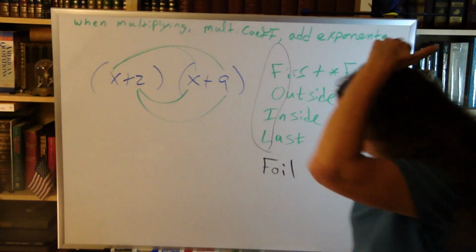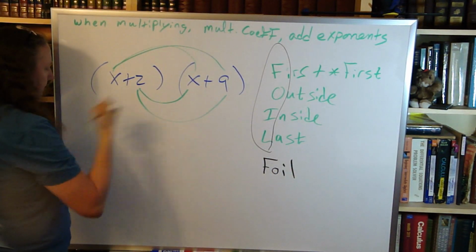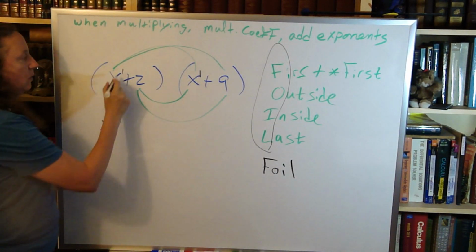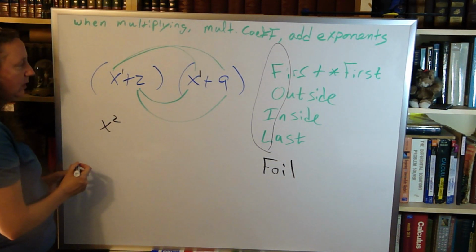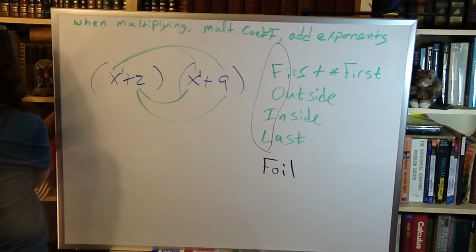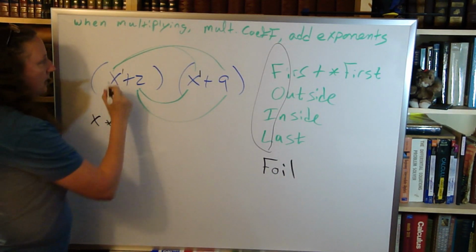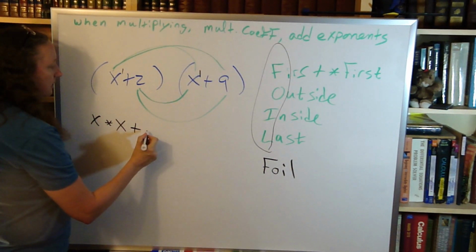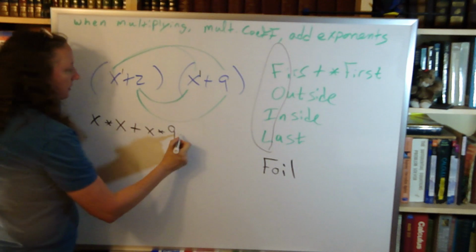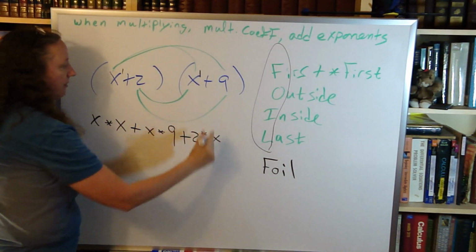So doing this, working this problem out, we have x times x, first times first. We have an understood 1 there, understood 1 there. 1 plus 1 is 2, so x squared. Actually, I'm going to write the middle line in here. So I have x times x. X times 9. Two times x. Two times 9.